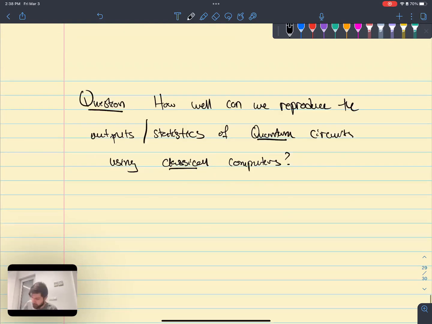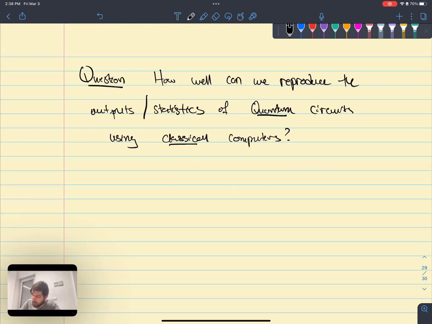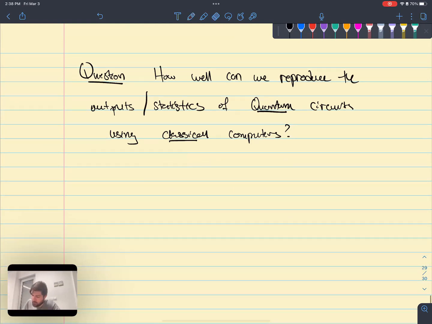I'm not going to be too precise about what I mean by classical computers. Basically, if you can run a classical algorithm, you can think of one of the classical computing models, Turing machines, something like sampling from a probability distribution. If I can reproduce these outputs of quantum circuits using just these classical methods, how well can I do that, essentially, is the question.